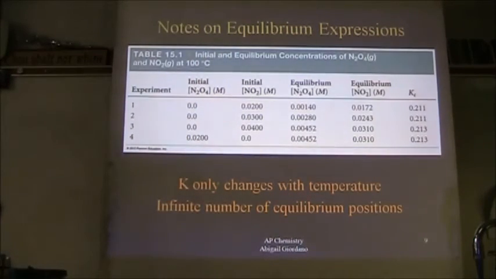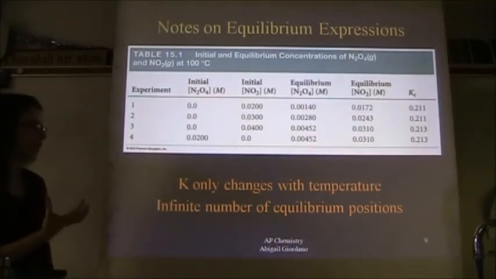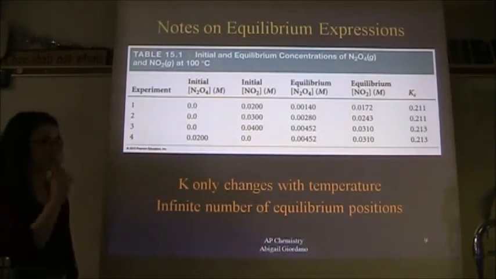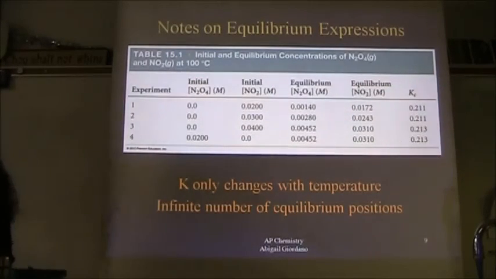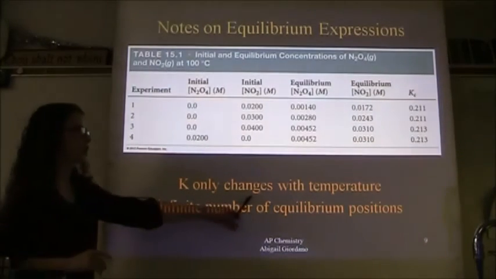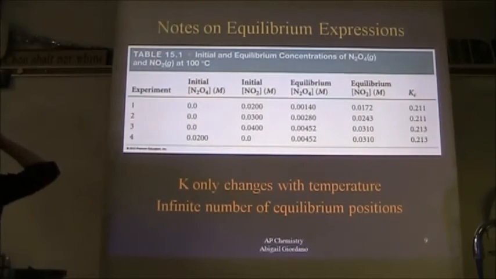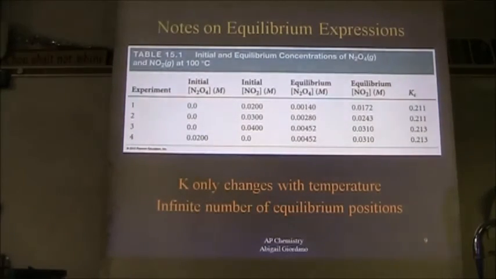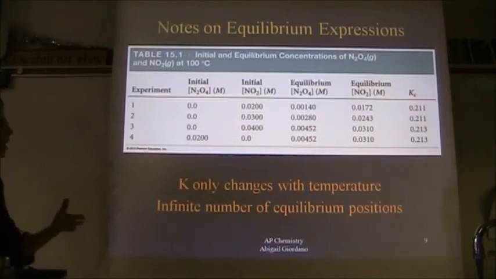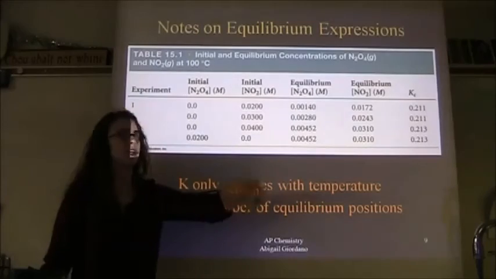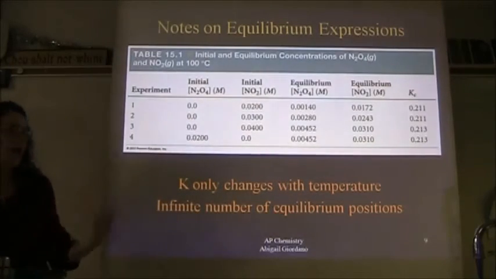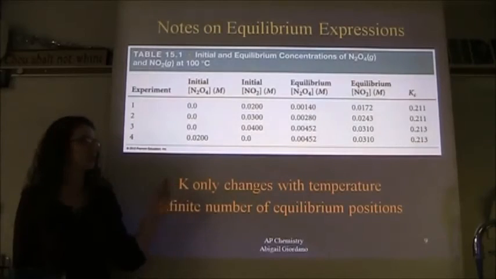Now, there's a lot going on in this table, but there's really two things I want you to get out of this. Number one, an equilibrium constant can only change if you change the temperature. And a little later on, we're going to talk about Le Chatelier's principle, which you did in Chem 1, and we'll see how raising or lowering the temperature affects this value, because that's the only thing that can change it.